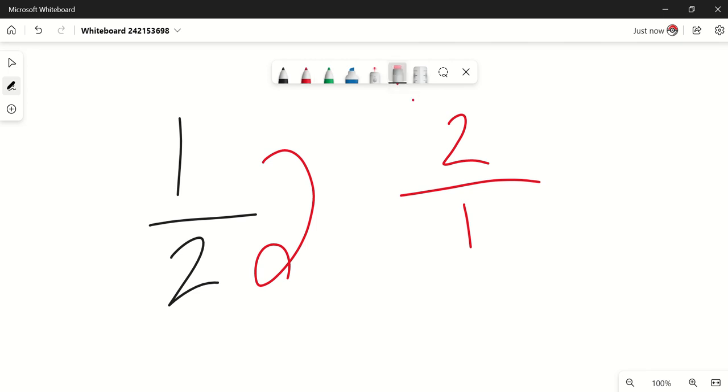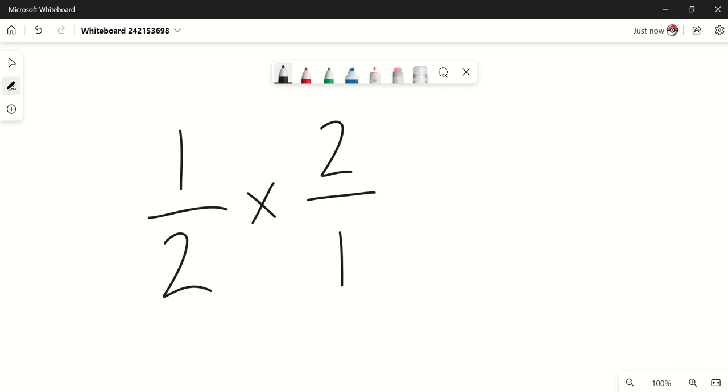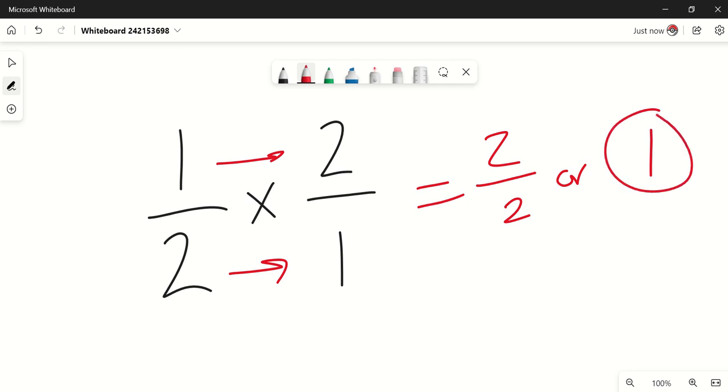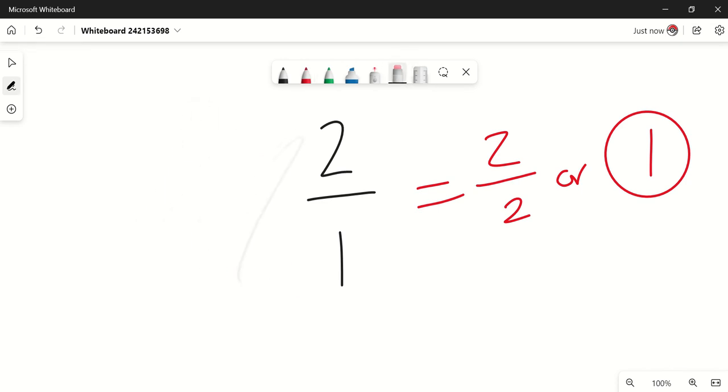Now what they mean by the product is 1 is the following. 1/2, the reciprocal being 2 over 1. If I were to multiply these, this would become 2 over 2 or 1. So anytime you take a reciprocal of a fraction and you multiply it by the original, it will always be 1. It doesn't matter what fractions they are, they will always be 1.